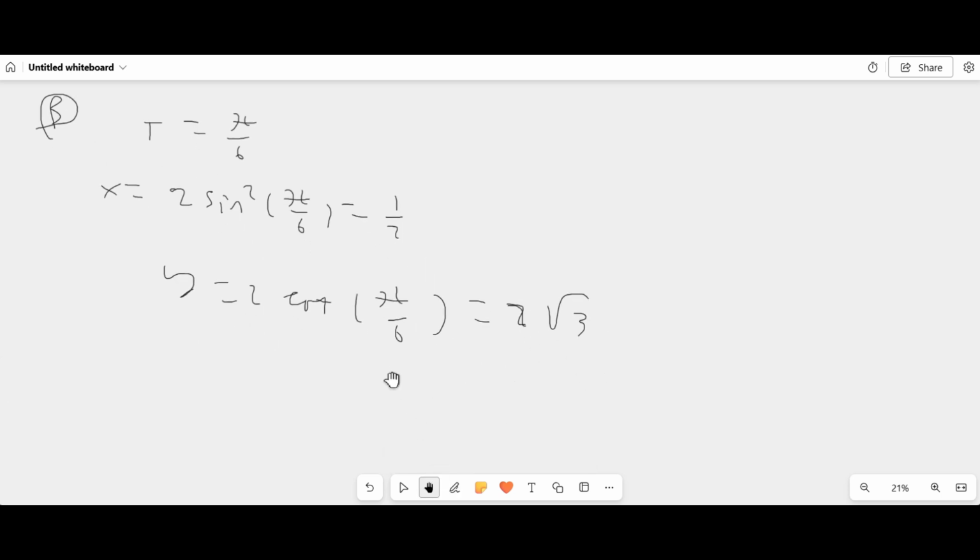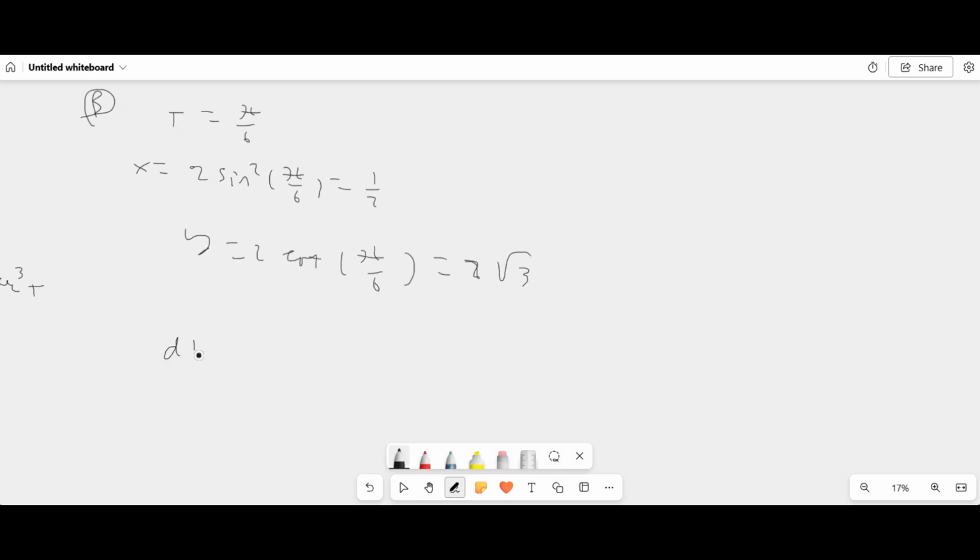And I need to find dy over dx. dy over dx at this point is going to be negative half sec of pi over 6, cosec cubed of pi over 6, which is going to be negative 8 root 3 over 3.